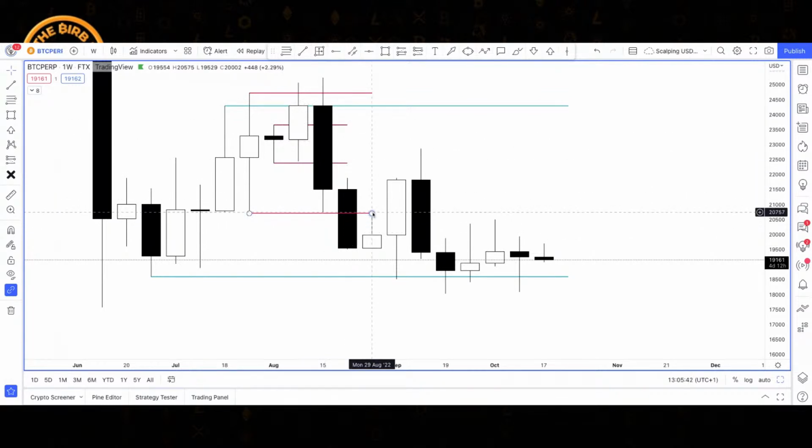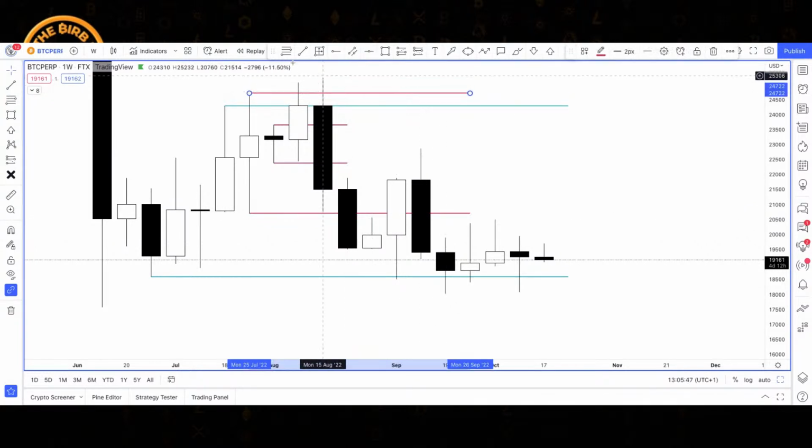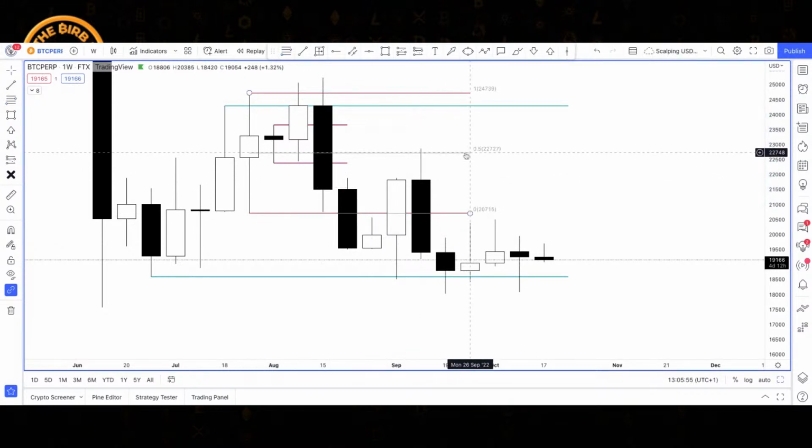Now, we treat the same with the range low. So if we extend this across here, now for anybody that has experience range trading, or for those that don't, what I like to do is I always like to split my range. So I've got my 50% line. All right. Now, let's consider why that 50% line is important, because it becomes our first target.